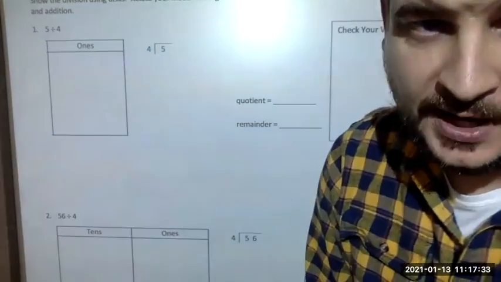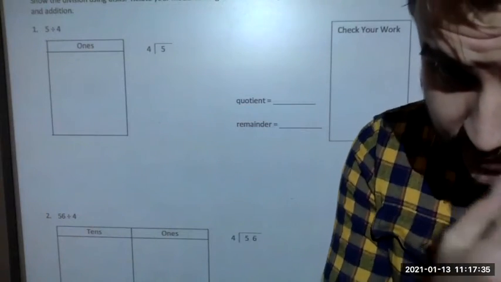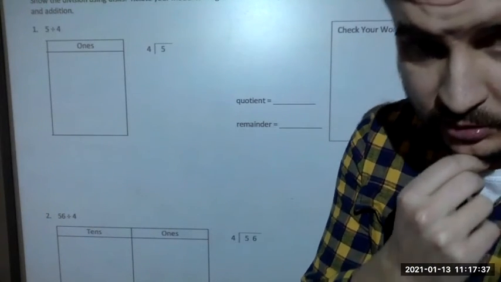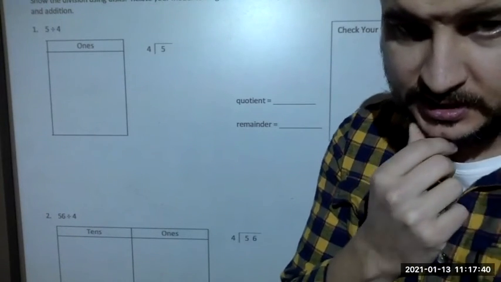So we have 5 divided by 4, and we have 56 divided by 4. So you need to work those out and put your answers in assessments.